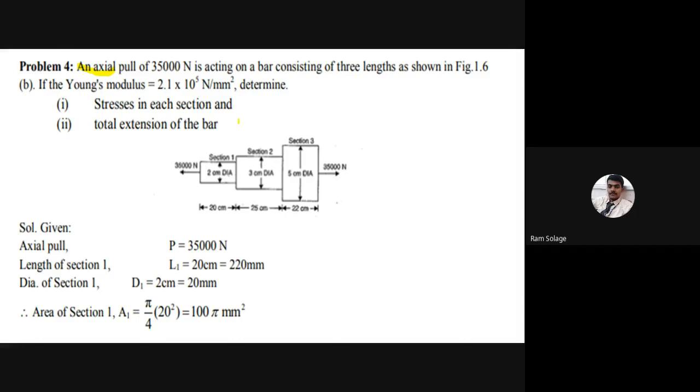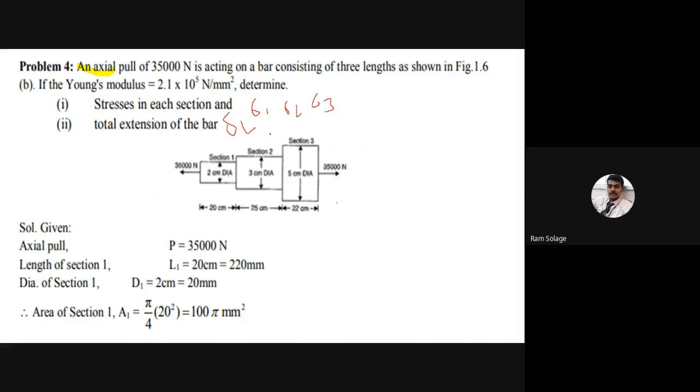They are asking the question: determine the stress in each section and the total extension. Stress in each section means we have to calculate the values of sigma 1, sigma 2 and sigma 3. Second, they are asking for total extension, meaning total deformation, so we have to calculate the value of delta L. Now, any problems for the given sections? Draw the diagram.